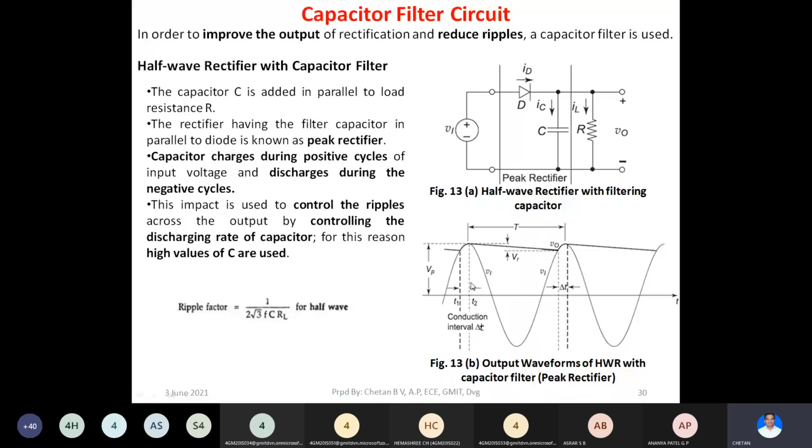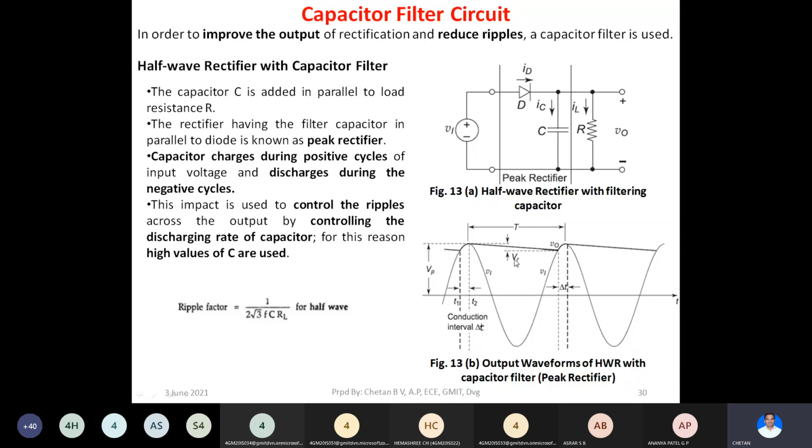Only during this small gap, indicated as delta t here, would the capacitor charge. After that, from t2 to the next cycle's t1, the capacitor would discharge slowly, and the waveform of the discharging voltage is indicated like this. From this peak to this value is the ripple voltage, VR.